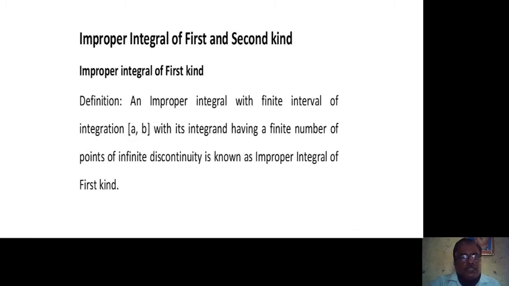So let us define improper integrals of first kind. An improper integral with finite interval of integration a b with its integrand having finite number of points of infinite discontinuity is known as improper integral of first kind. Or in other words, suppose that in an integral from a to b f of x dx, either both the limits a and b are infinite or any one of them is infinite, but f is bounded, then it is known as improper integral of first kind.